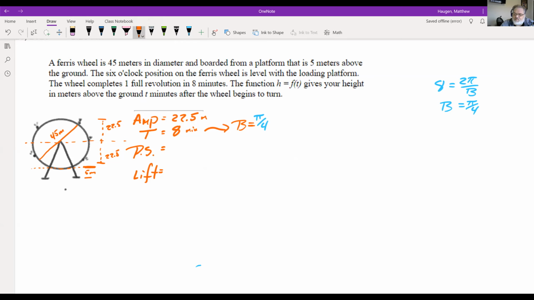Now, phase shift depends on where we start. We're told the function gives us height in meters above the ground t minutes after the wheel begins to turn. So that tells us the problem should be in minutes, but it doesn't really tell us where we start. The 6 o'clock position is level with the loading platform, full revolution, and heights in meters above the ground t minutes after that. So really, we can say we start anywhere we want.